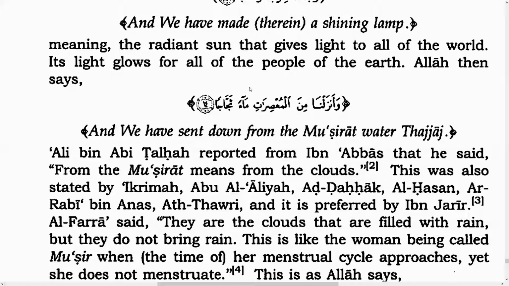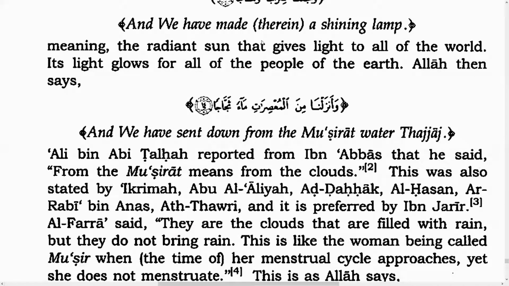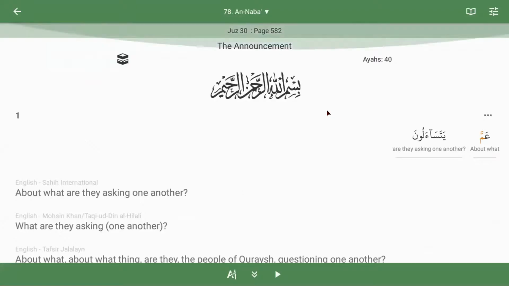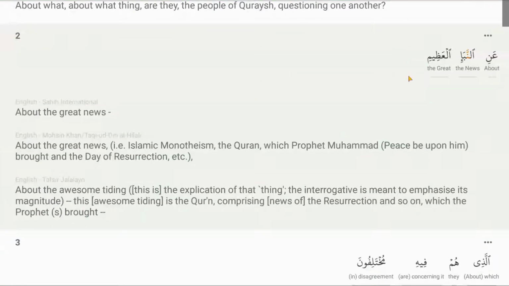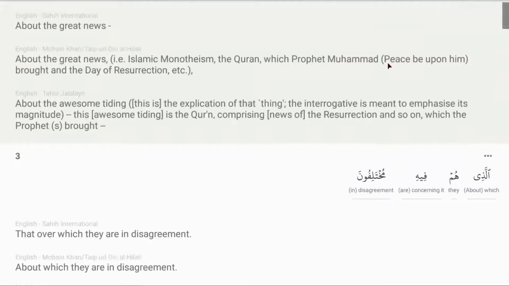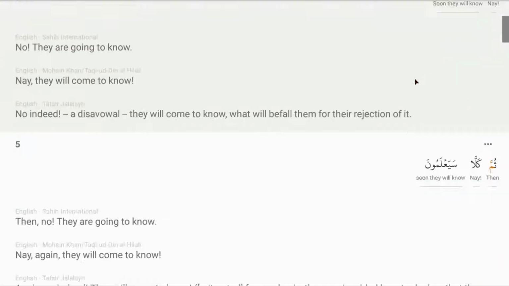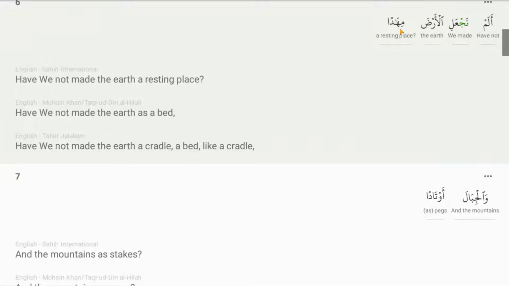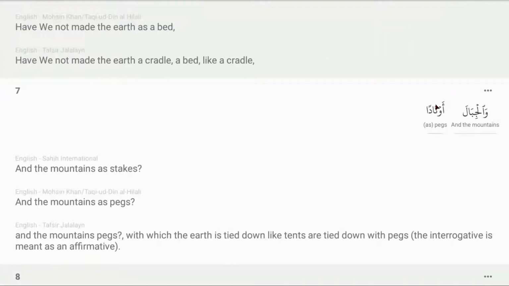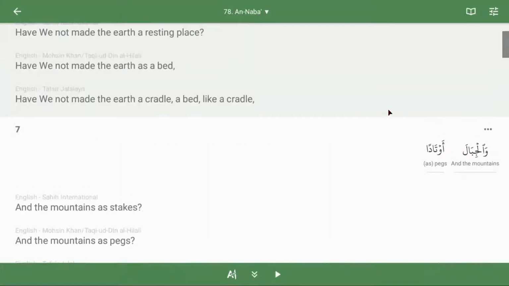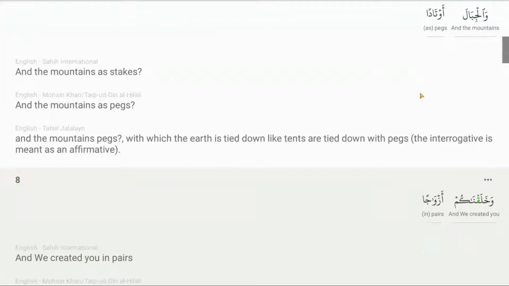So, that was the 13 verses. Inshallah, in this way we hope to do all the surahs so that Juz Amma, inshallah, is clear with us, because there are several difficult words here. In the 13 verses, Naba is news. Mukhtalifun, Sayalamun, Thumma Kalla Sayalamun. Mihad, we might forget, Mihad is a resting place, a hard word. Autad, what was Autad again? It was a peg, a nail, like mountains are the nails.